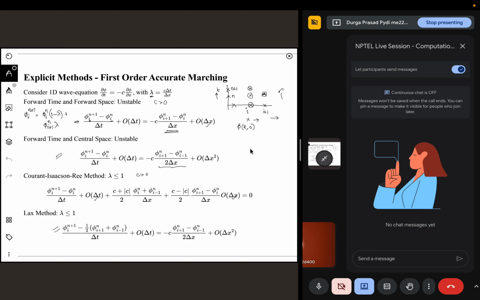But you can see the similarity between forward time and central space. Intuitively, if you are using only the information from the future values, then it becomes unstable because this value might not exist at that particular point of time. So we are using an average of these values. We are basically giving some weightage to future and more weightage to the past, which will give us a more stable solution.